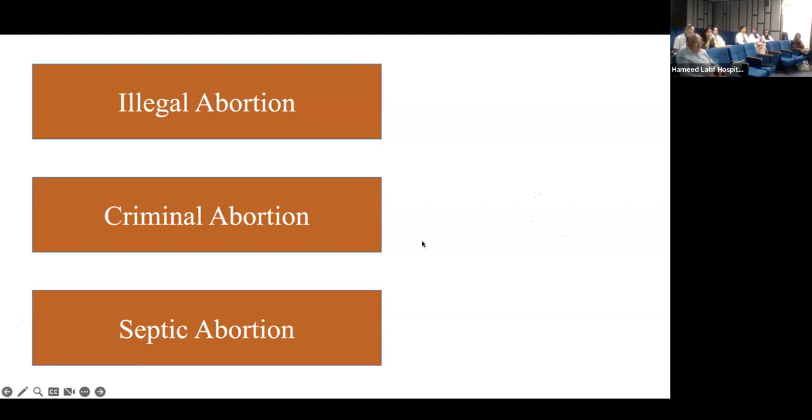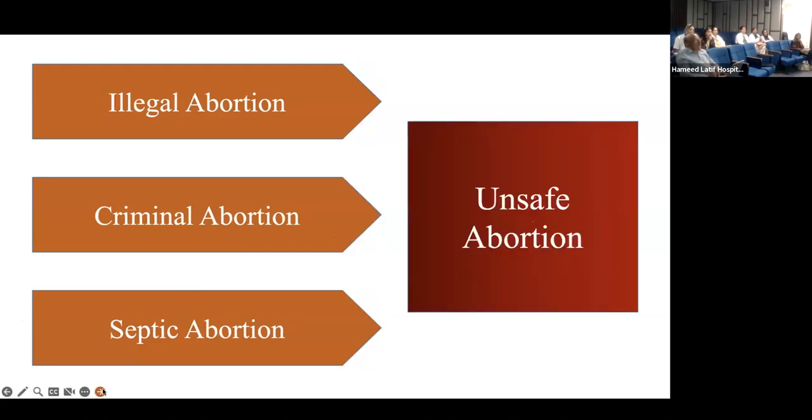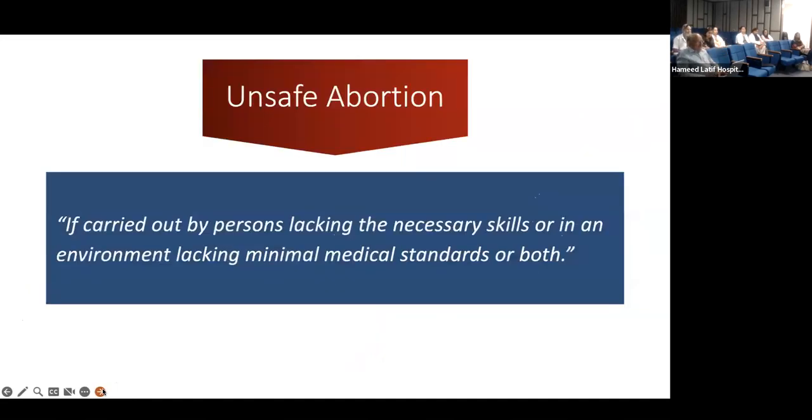So these days, this is known as unsafe abortion. So the emphasis now is on unsafe abortion. And unsafe abortion is if it is carried out by persons lacking the necessary skill, or in an environment lacking minimal medical standards, or both. That means there is no skill and no medical standard for carrying out the procedure. That is unsafe abortion.